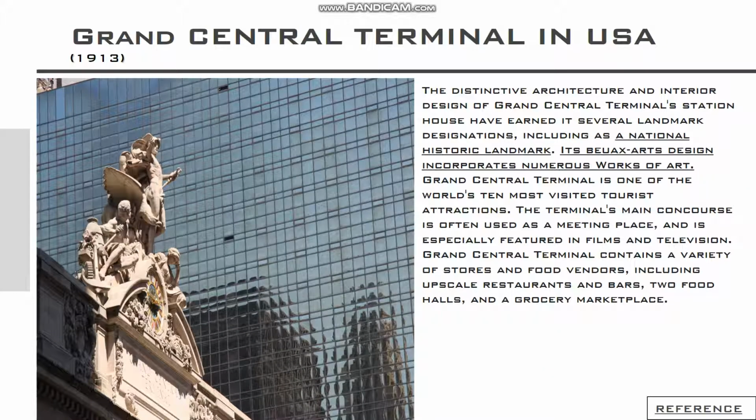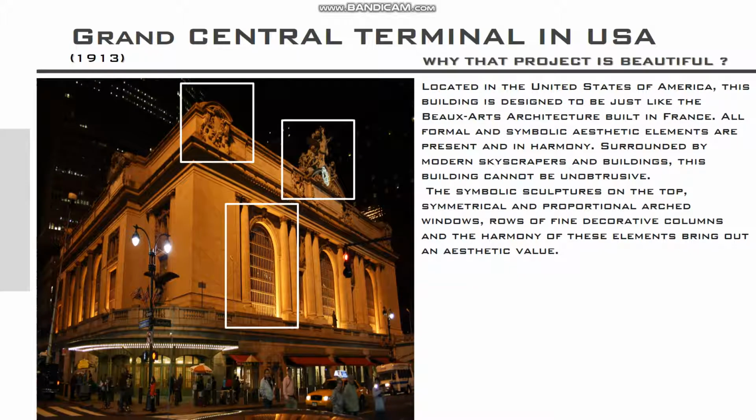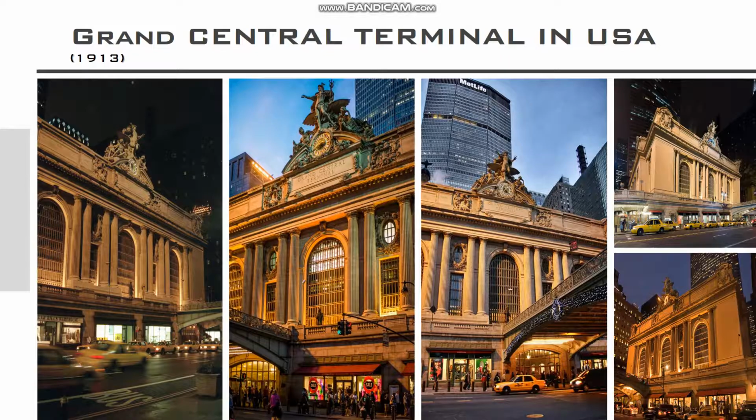Grand Central Terminal in USA. Located in the United States of America, this building is designed to be just like the Beaux Arts architecture built in France. All formal and symbolic aesthetics elements are present and in harmony, surrounded by modern skyscrapers and buildings. This building cannot be unobtrusive. The symbolic sculptures on the top, symmetrical and proportional arc windows, rows of fine decorative columns, and the harmony of these elements bring out an aesthetic value.